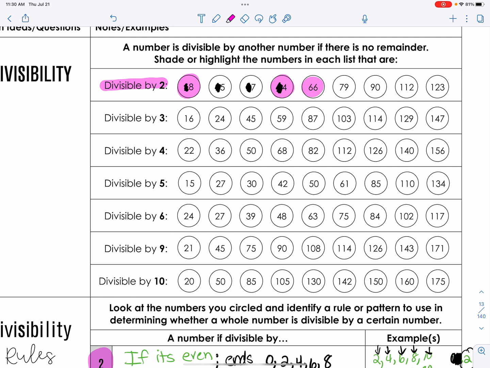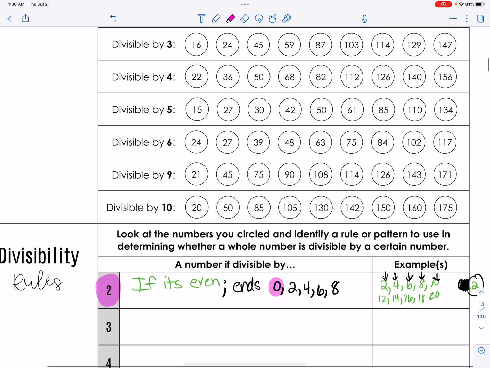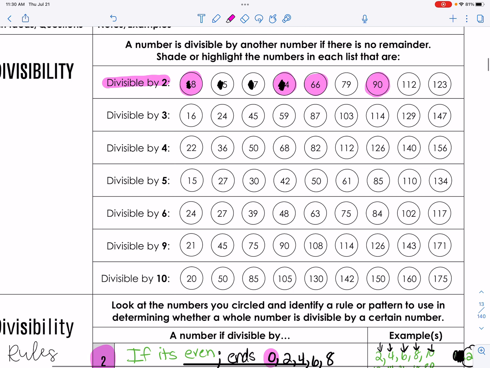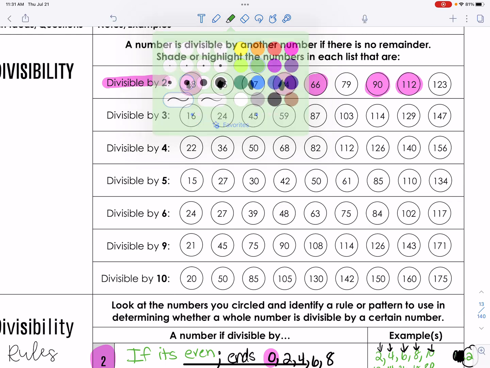So 6, the last number is even. 79, 9 is not. 0 is considered in this rule, right? You're looking for 0, 2, so that is even. 2 is even, 3 is not. So those would be the ones that I have shaded. Okay? All right.